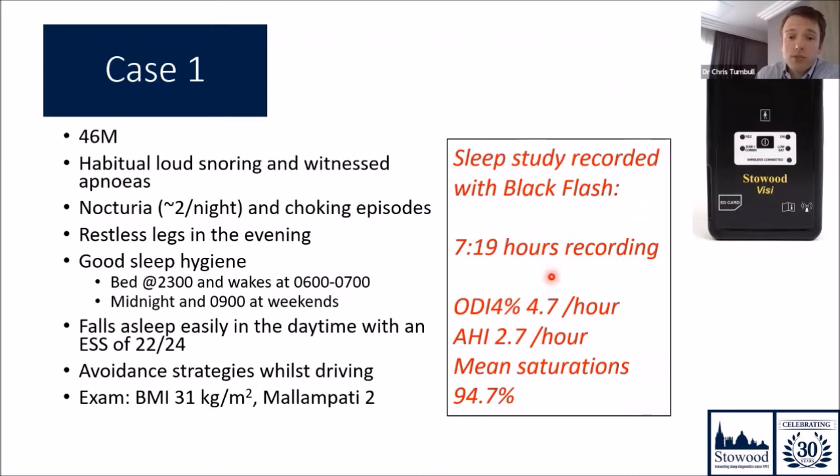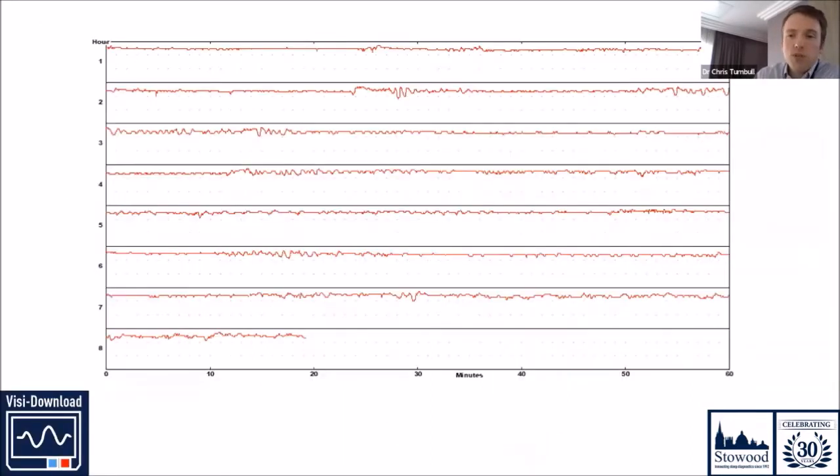So he went on to have a sleep study, and it was a technically adequate study with good hours of recordings and satisfactory signals in all channels. And this was the result in terms of the numbers. He had a normal ODI, a normal AHI, and normal mean saturations. However, when you start to look at his oximetry tracing overnight, you get the impression that this is not all entirely normal. So this is his 8-hour oximetry tracing overnight.